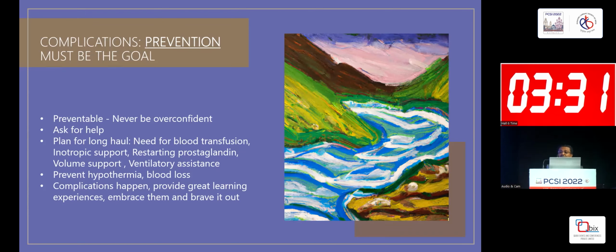As I said, hypothermia is an important thing. Prevent blood loss. Complications happen. It provides a great learning experience. Embrace them, but brave it out. You will always be able to get out of it.